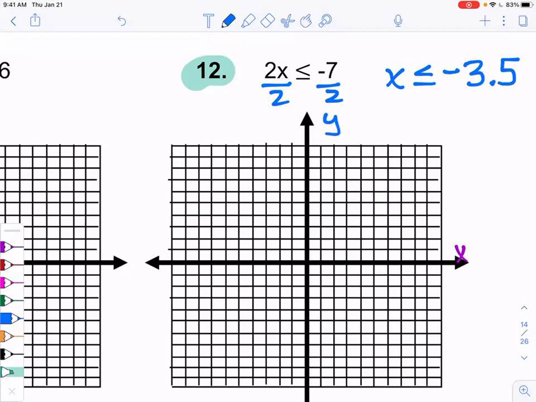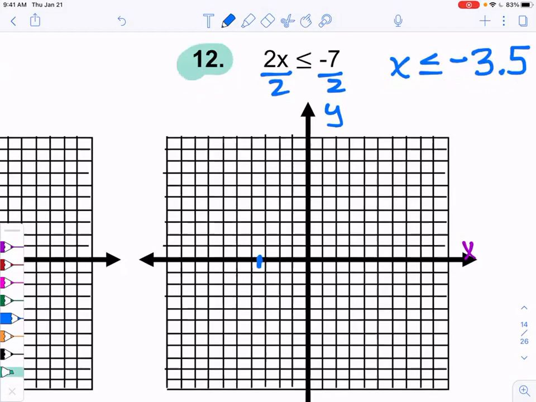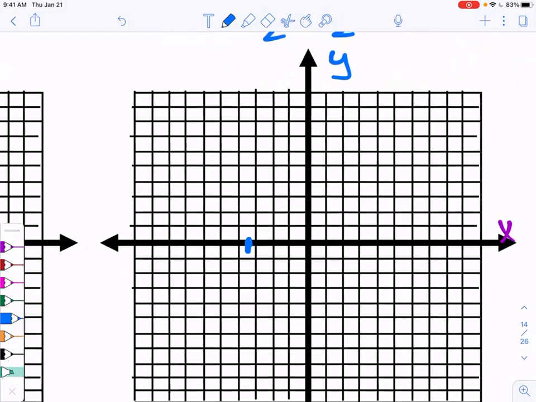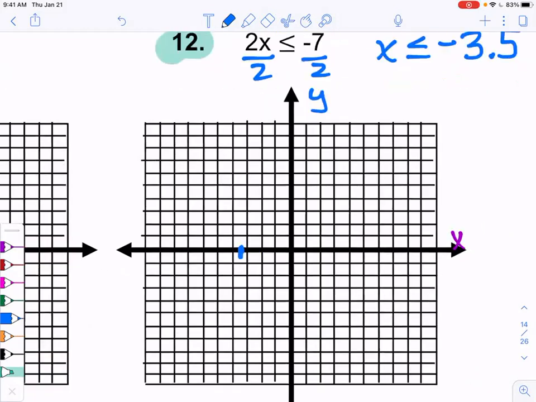So on the x-axis, I'm counting over to -3. 1, 2, 3, and then 3.5 is in the middle. So it's weird not to have just a -3 or just a -4, but you're in between -3 and -4. And then the next question, Michael, is it a solid or a dashed line? Why is it solid?